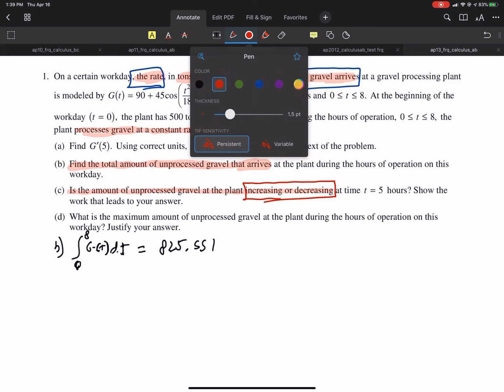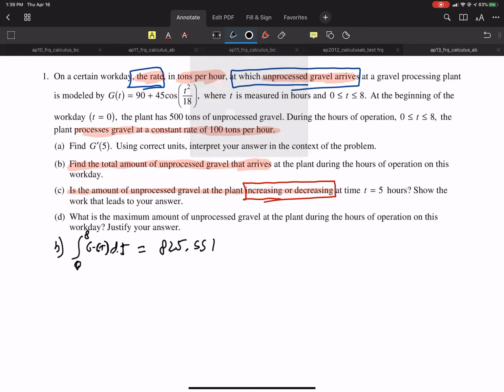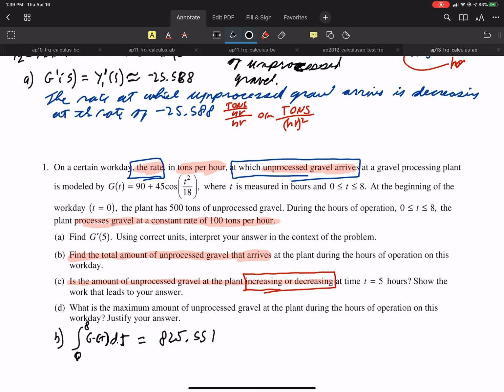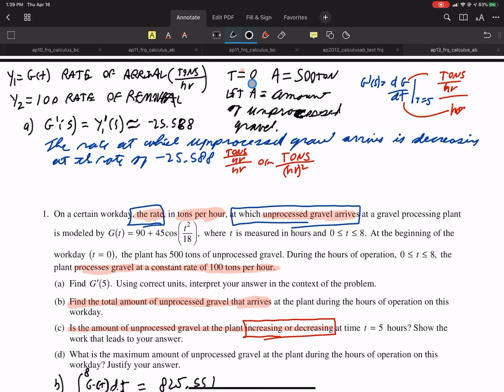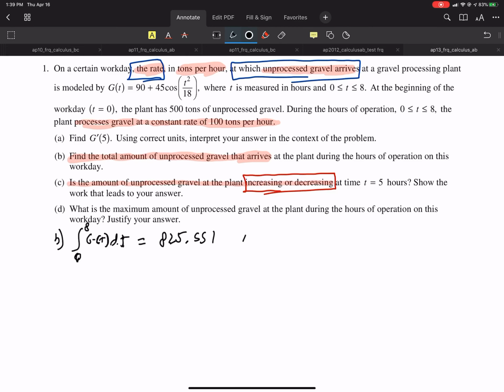The derivative of what? The derivative of the amount of unprocessed gravel at the plant. Well, earlier, we defined A as the amount of unprocessed gravel at the plant. So what is A going to be? I'm going to write this down. A of t is the starting amount of gravel that you have at the plant plus the amount of gravel that arrives at the plant. You subtract the amount of gravel that was taken away to be processed.